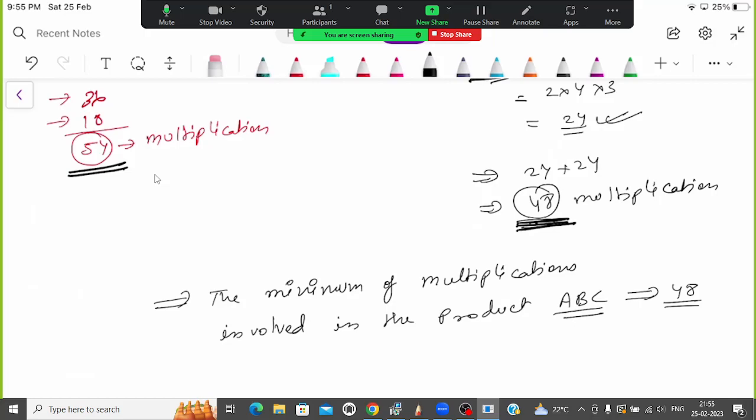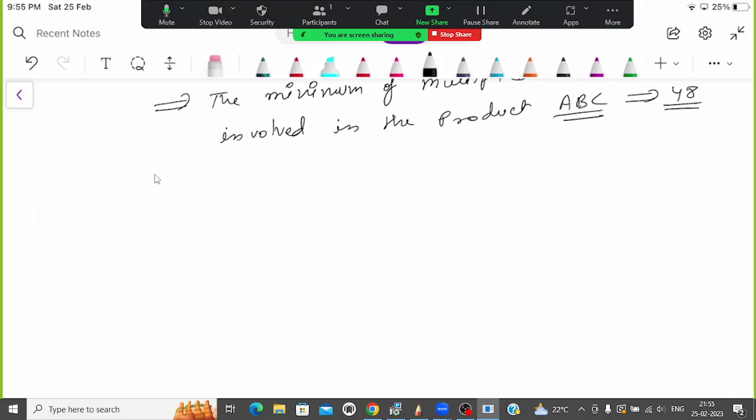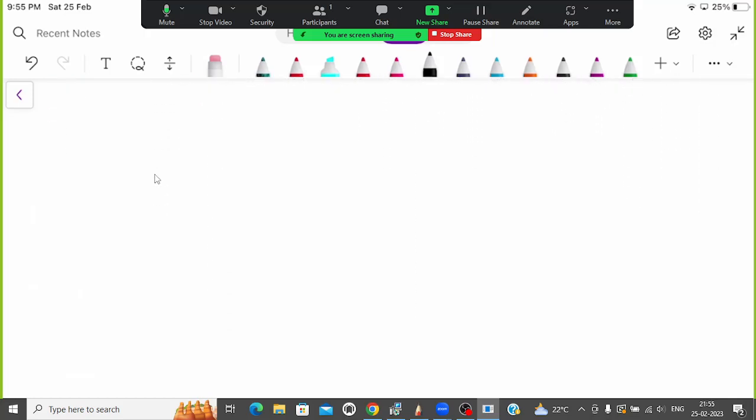Okay, clear? Now we will start another subtopic, that is trace of matrix.